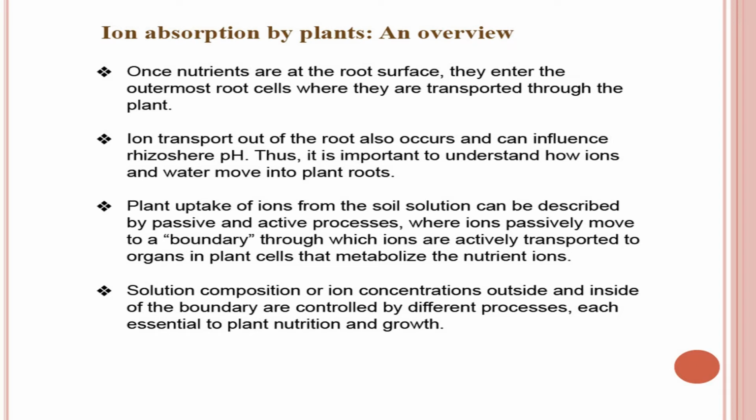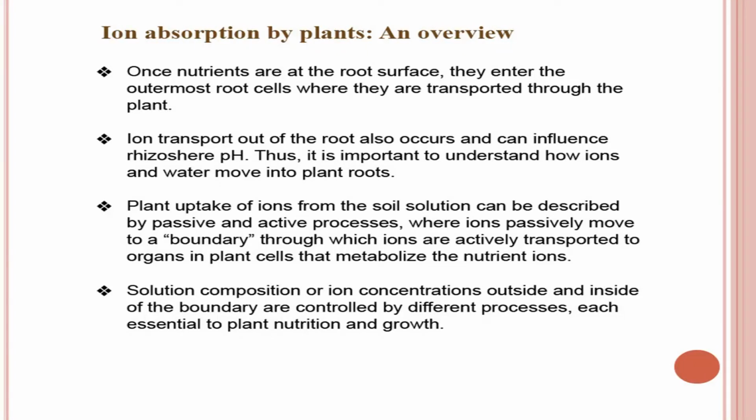Once nutrients are at the root surface, they enter the outermost root cells where they are transported through the plant. Ion transport out of the root also occurs and can influence rhizospheric pH. Thus, it is important to understand how ions and water move into plant roots. It means sometimes it can be a two-way process. Sometimes ions may enter the root and sometimes they may come out of the roots also, depending upon the plant, its growing stage, and of course soil conditions and climatic conditions.